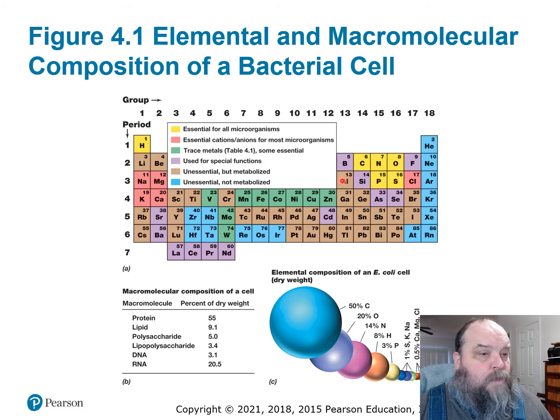So when you go through and you start looking at everything present there, the majority of the periodic table can be found in cells. Some are going to be essential, some trace, some there, but not essential. But if they're there, they may be metabolized. Some just somehow wind up there.